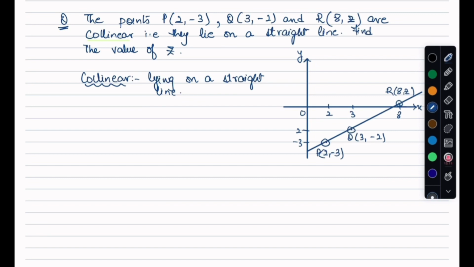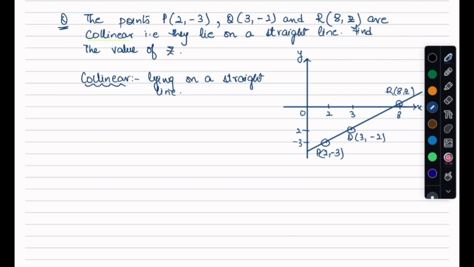The points P (2, -3), Q (3, -2), and R (8, Z) are collinear. That means they are lying on a straight line. So find the value of Z. Z is the y coordinate of R, which is unknown, and this is what we are supposed to find out. If the three points are collinear, that means they lie on a straight line.